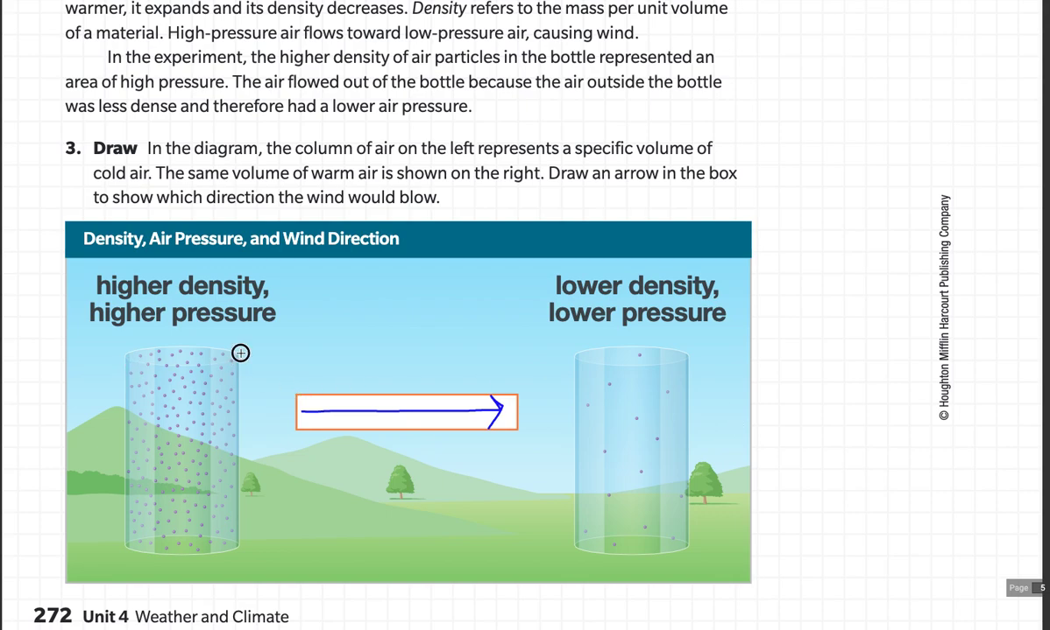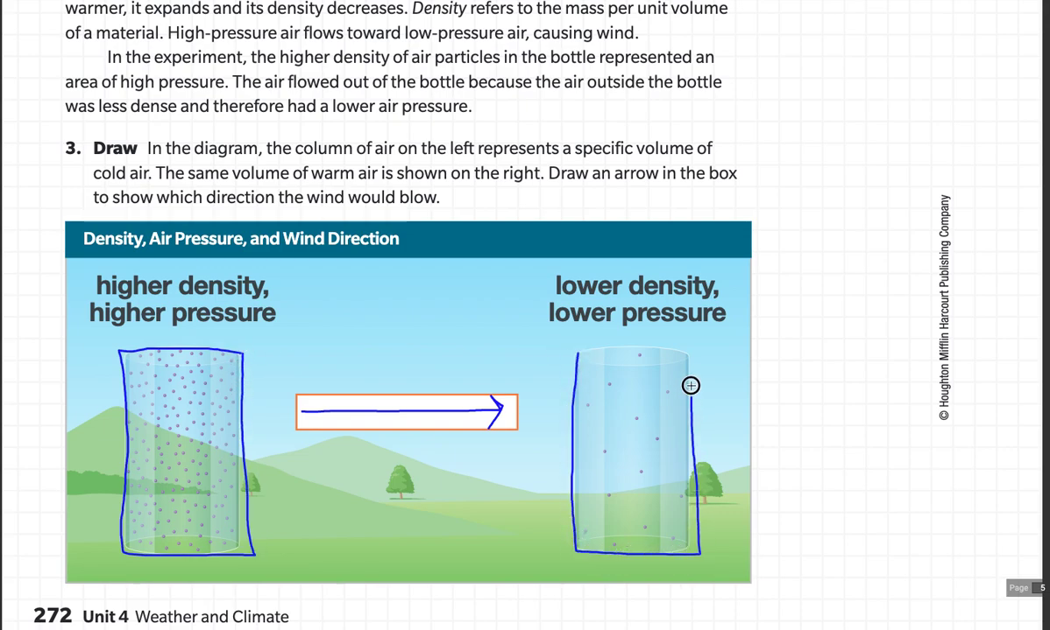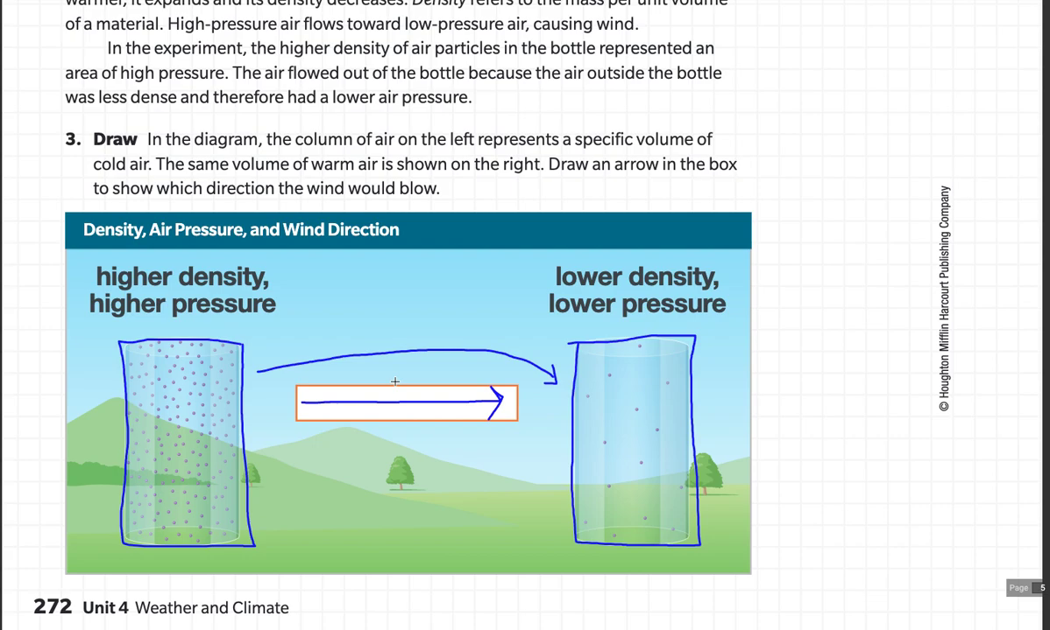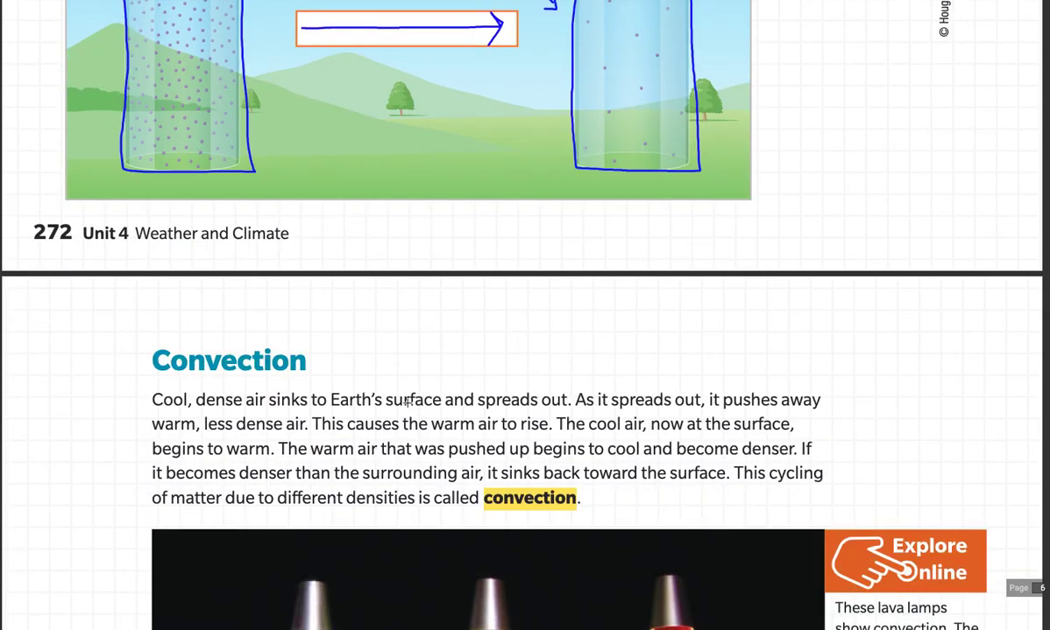In this example, you have these two columns of air, both of the exact same volume, but this one has more air molecules in it. And because it has more air molecules in it, it has more energy. So again, you have this phenomenon of more energy going towards less energy to balance out. And this is what we feel as wind, basically always high pressure air going to low pressure air.